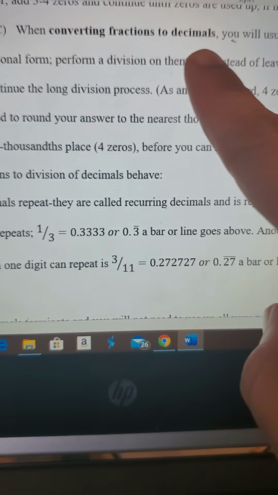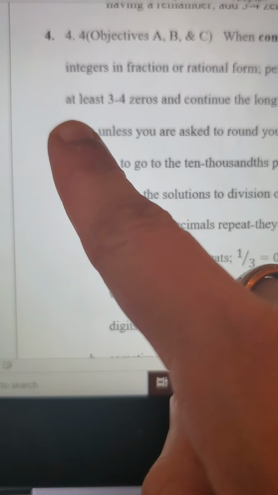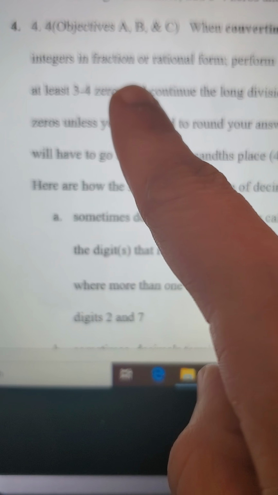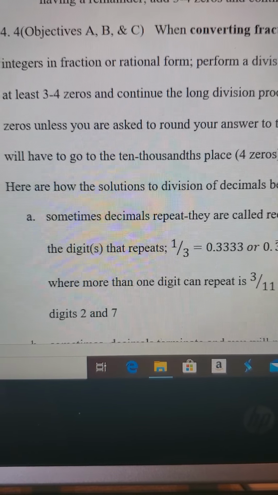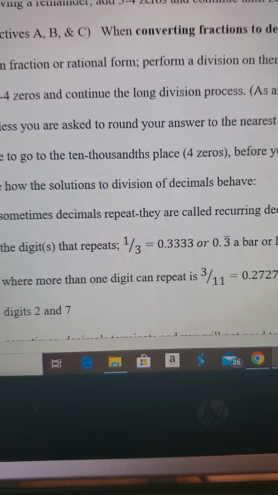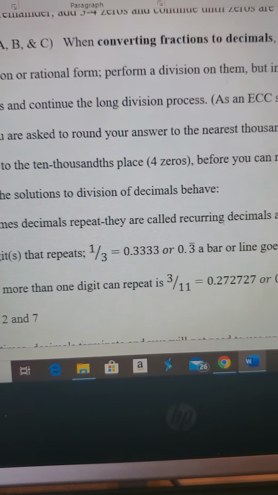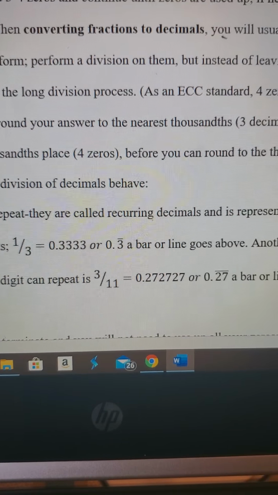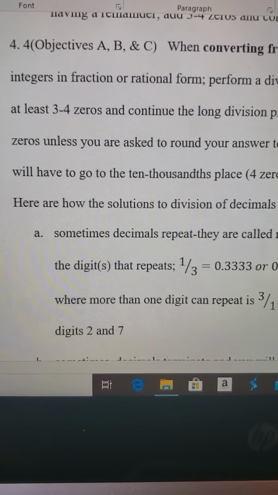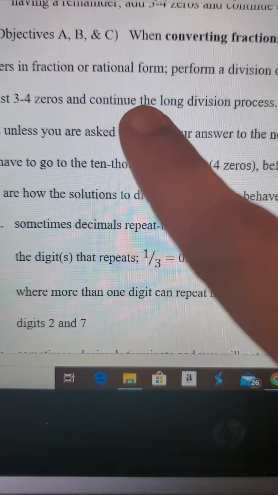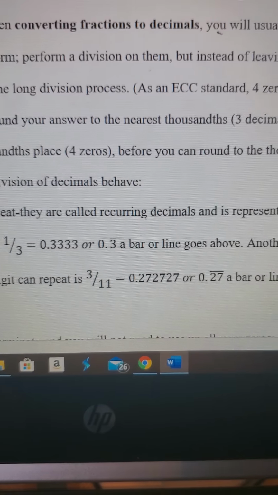When converting fractions to decimals, you will usually have two integers in your fraction. The reason why I said integers is because they could be positive or negative, and it's in a rational form, right? So like 2/4, a rational form fraction. You're going to perform a division on them, but instead of leaving a remainder, we're going to add at least 3 to 4 zeros, as I mentioned in dividing fractions, and continue the long division process.